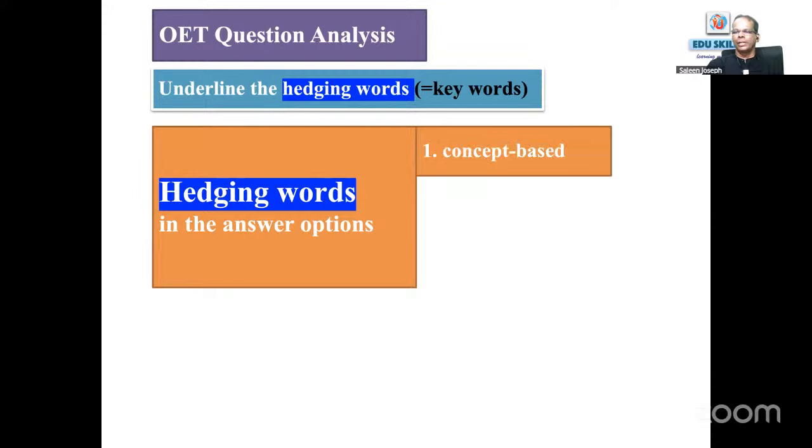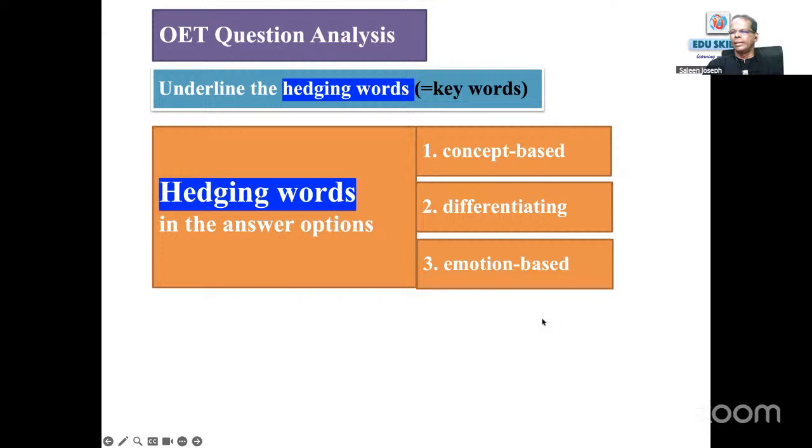Hedging words in the answer options, as Jyoti mentioned just now: one is concept based, second one is differentiating, third one is emotion-based. These are the three. Concept-based means subject-based. Each answer option will deal with a subject. It can be about one subject or different subjects, so you should know what the subject is. We will take an example and explain to you. The second one is differentiating: which are the words that differentiate option A from B, B from C, C from D. The third one is emotion-based.